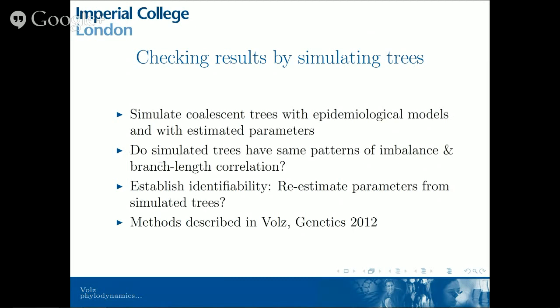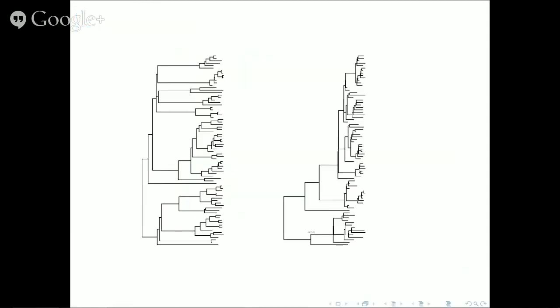And this is also useful for establishing the identifiability of parameters. So once we've simulated a tree, we can try to re-estimate parameters and see if we can actually reliably estimate them. So the methods for doing these coalescent simulations are described in my 2012 paper. I'll just show you the results right now. So the tree on the left is a simulated tree under the median posterior parameter estimates for the simple SEIR model.